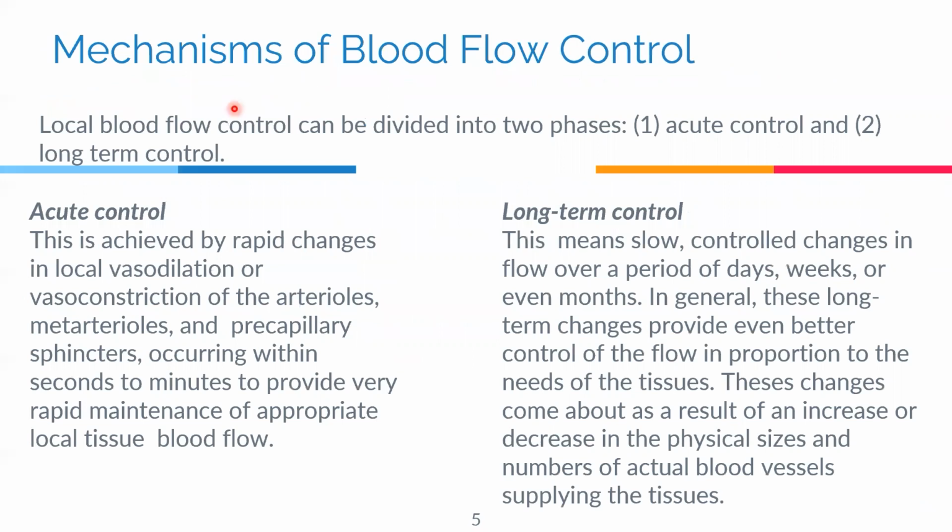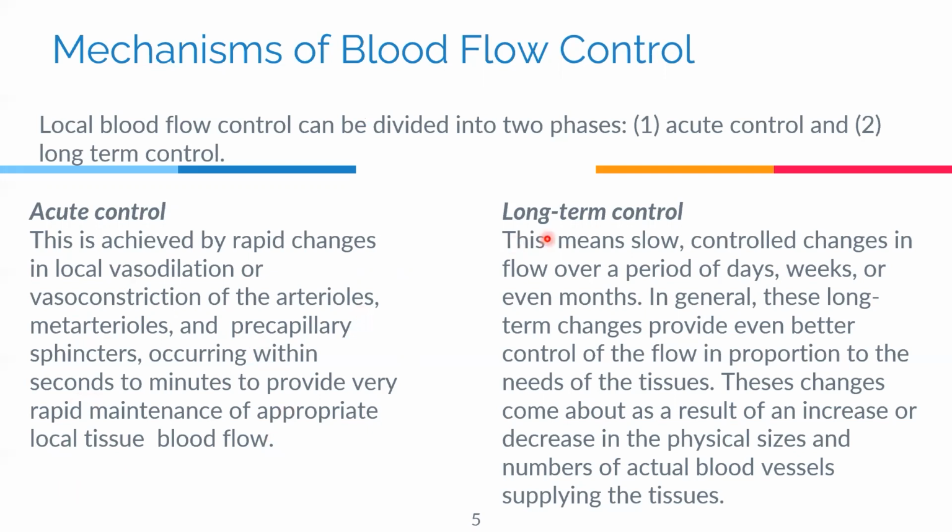Next, we look into the mechanisms of blood flow control. Mechanisms of blood flow control are divided into two major halves. One is acute control and another is long-term control. Acute control is achieved by rapid changes in local vasodilation or vasoconstriction of the arterioles, metarterioles, and precapillary sphincters. This occurs within seconds to minutes to provide very rapid maintenance of appropriate local tissue blood flow.